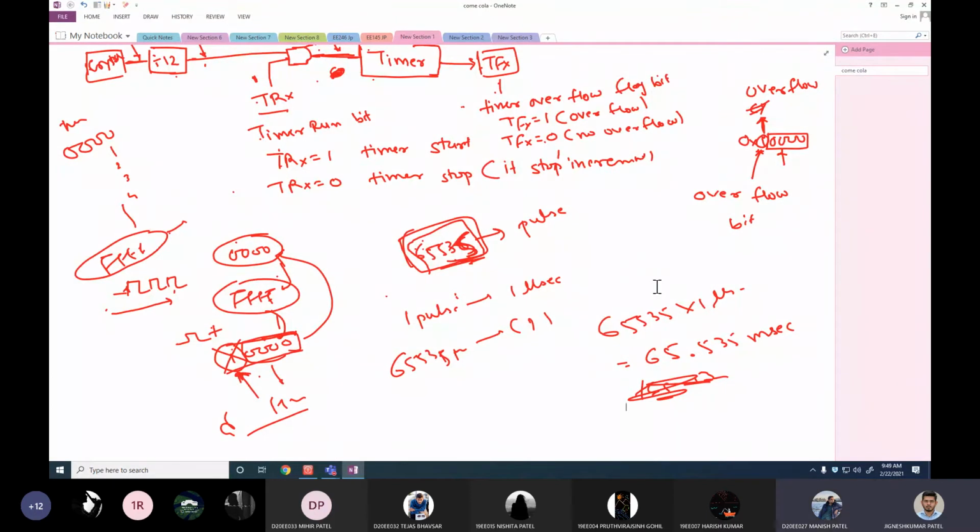Is it a microsecond or a millisecond? It's a microsecond. 65,535 microseconds, but if I convert it to milliseconds, it would be 65.535 milliseconds. So that is the same thing, just the micro to milli conversion. Okay, this is the number 65535 microseconds.